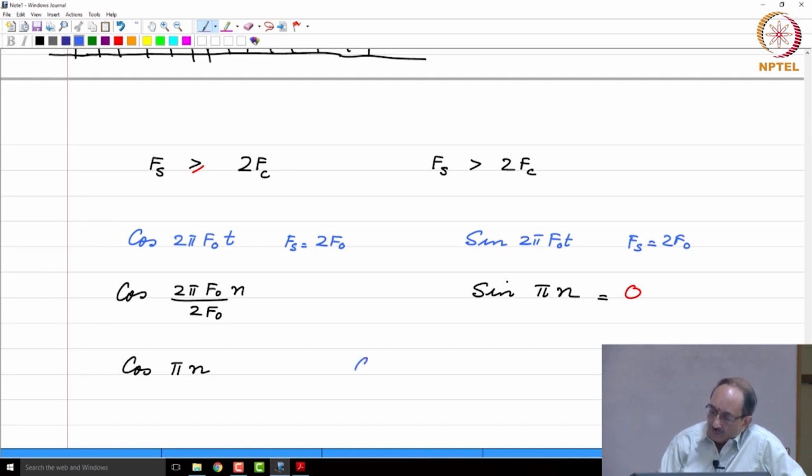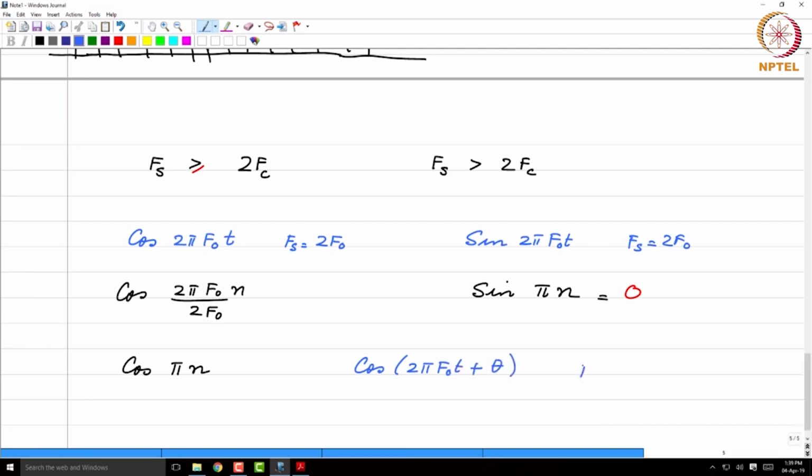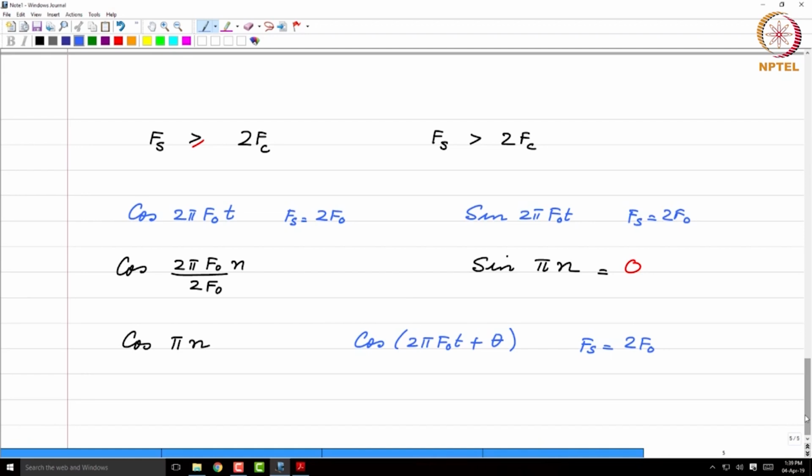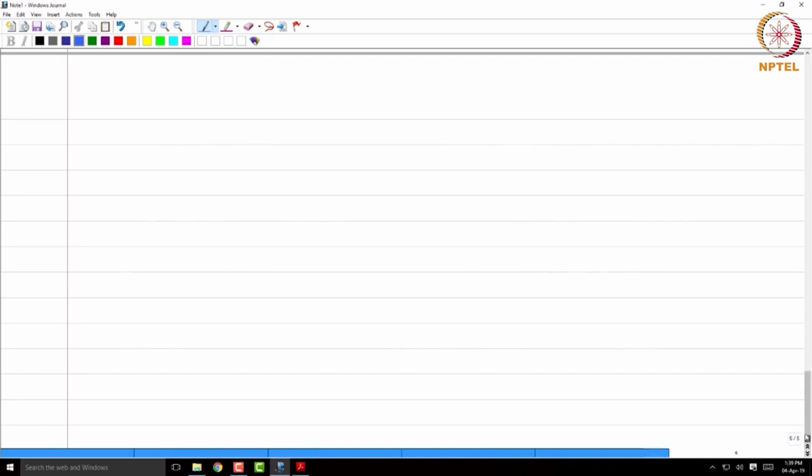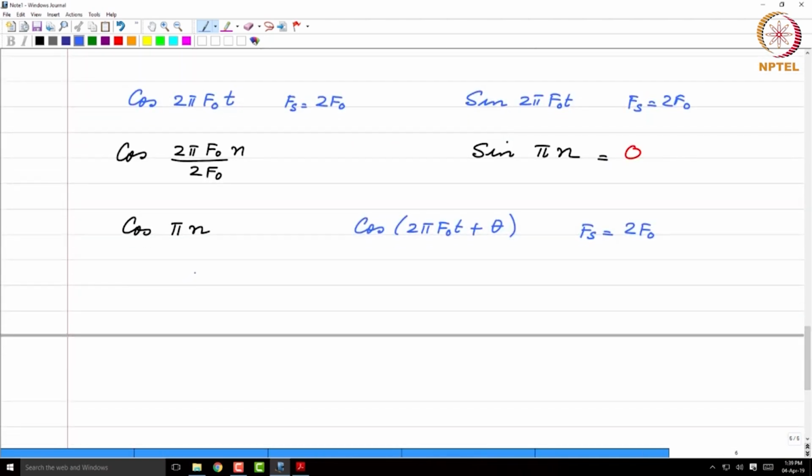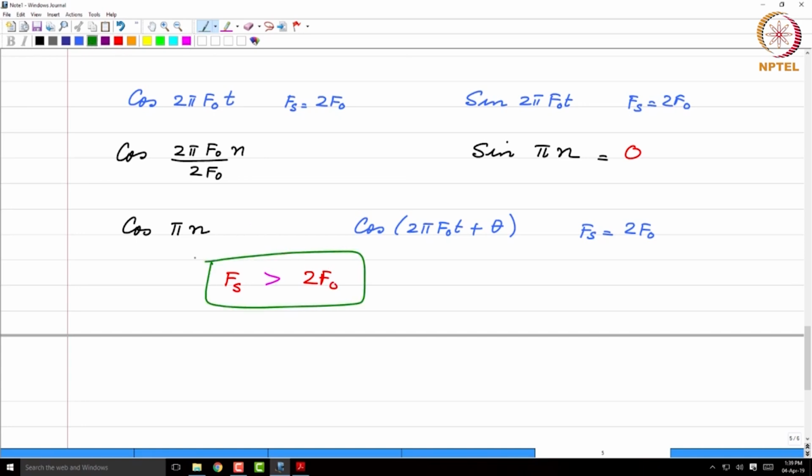And hence if you had cos 2 pi f naught t plus theta, and if you sample it at the critical sampling frequency of 2 f naught, this is nothing but cosine plus sine, right, cos A cos B minus sin A sin B. So, what will happen is when you try to recover this signal, you will only be recovering the cosine part, the sine part you will lose, and hence as far as the theoretical construct goes, you really need Fs to be strictly greater than 2 f naught.